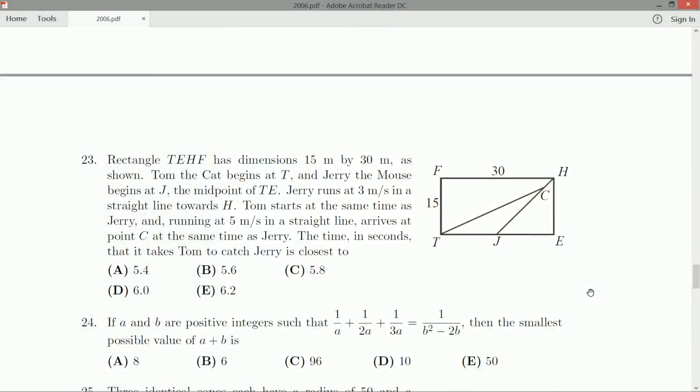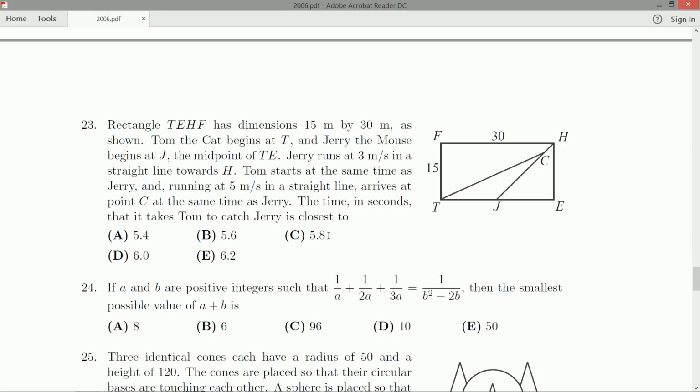So this is the grade 11 multiple choice contest. Let's take a look at question 23. Rectangle TEHF has dimensions 13 by 30. We've got that shown here.